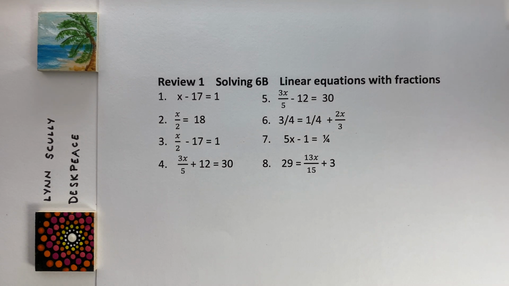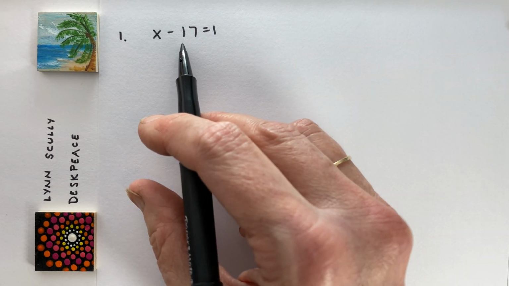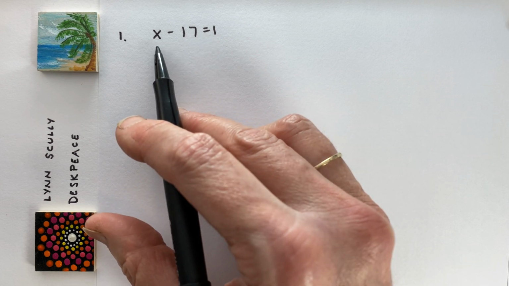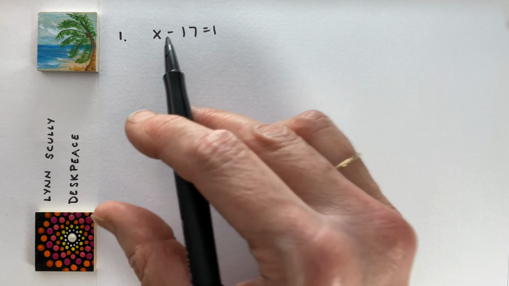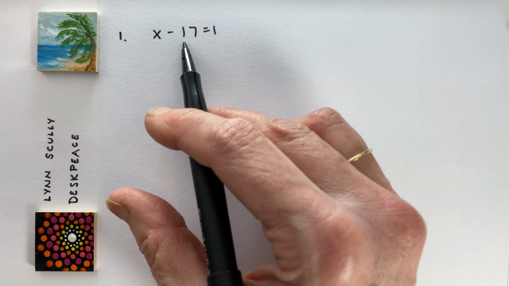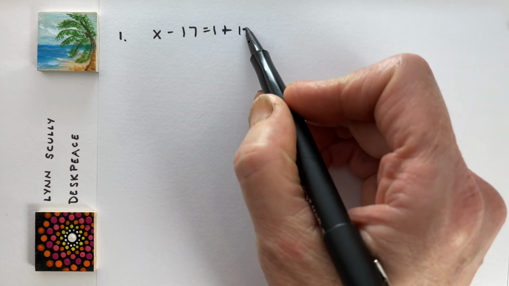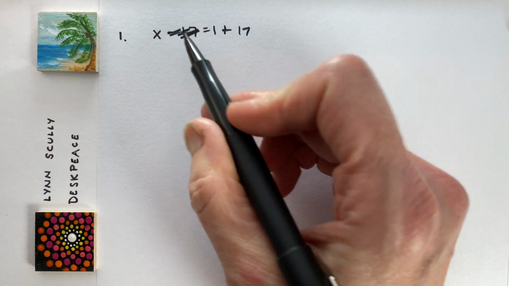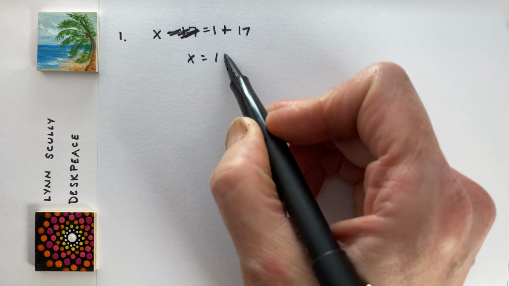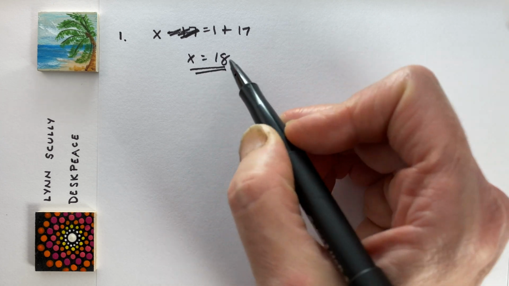Solving 6b, review 1 and 2, solving linear equations with lots of fractions in them. Let's get started. Number 1, x minus 17 equals 1. I want to solve for x, which means get it alone. 17 is attached by subtraction. I'll move it by addition to the other side of the equal sign. My x is alone. Final answer is 18.